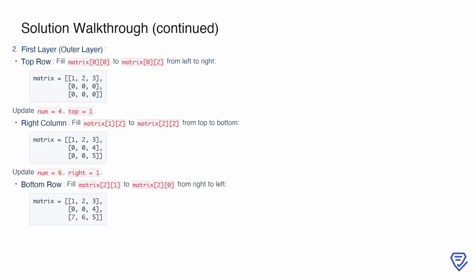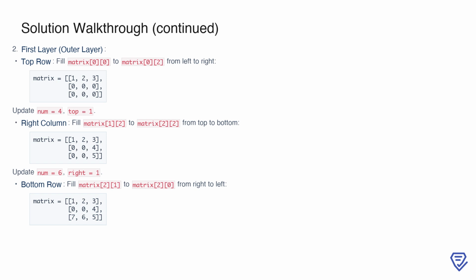To begin filling the first layer, we start with the top row. The numbers 1, 2, and 3 are placed from left to right in the first row of the matrix. After this, we update number to 4 and move the top boundary down by 1, narrowing the traversal area.